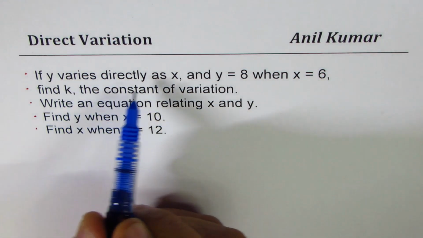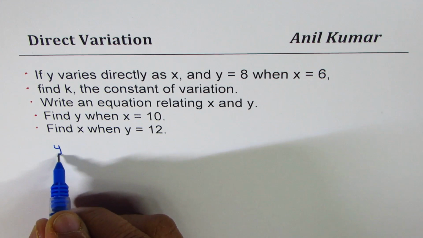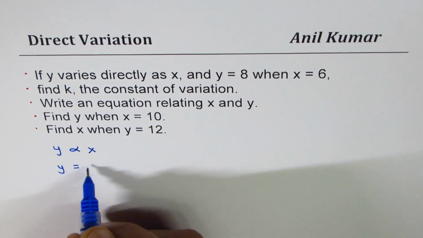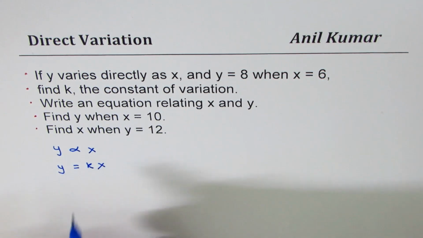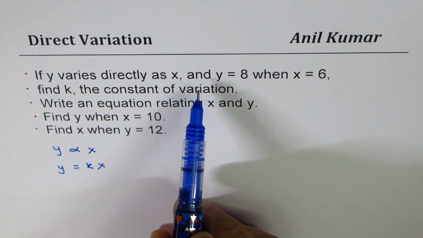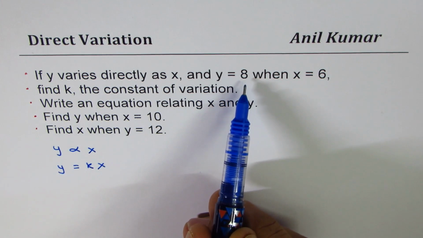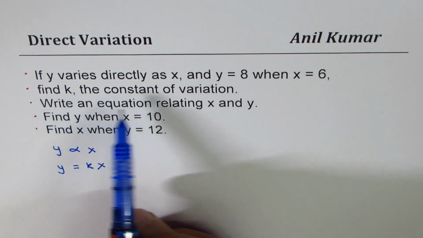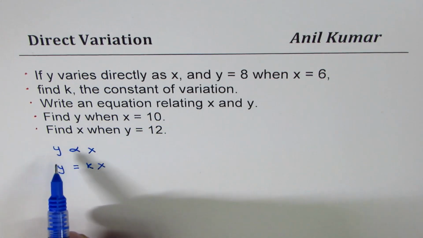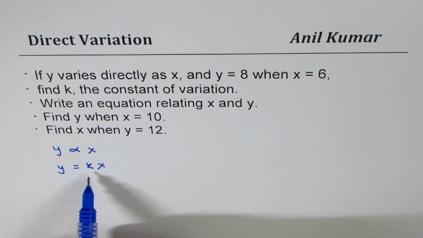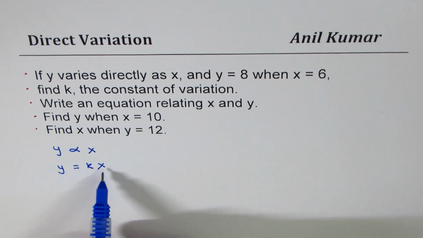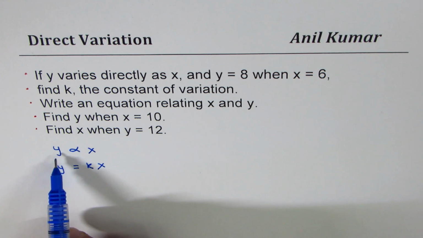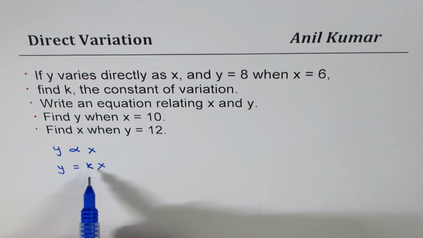So we're given y varies directly as x. That means y is proportional to x. And we can write this as y equals constant times x. And when y equals 8, when x equals 6, find k, the constant of variation. So whenever we have direct variation, there will be a constant which will make the two things equal. X is called the independent variable, y is dependent on x.